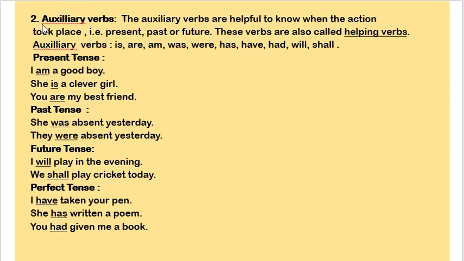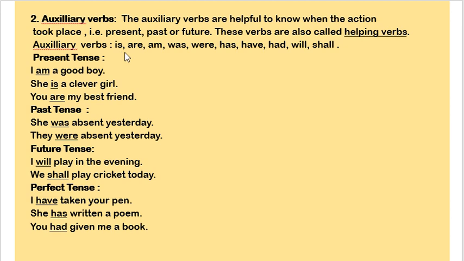The second type of verb is auxiliary verbs. The word auxiliary means helping verbs. Why are they called helping verbs? Because they are helpful in knowing the time when the action took place, in the context of present tense, past tense and future tense. And which are the auxiliary verbs? Which are the helping verbs? Let us try to understand.